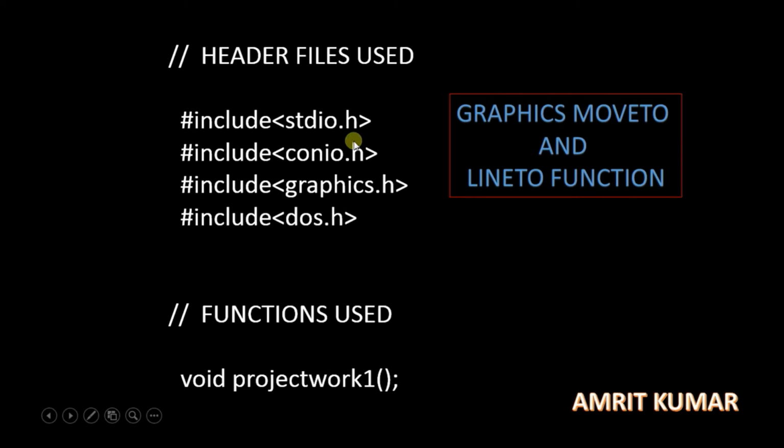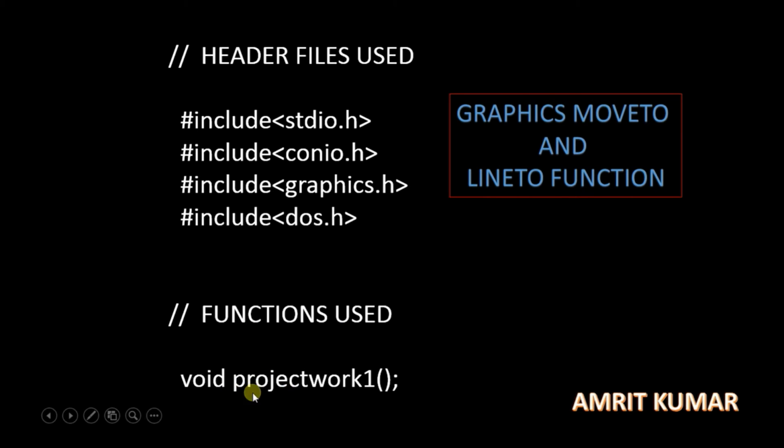stdio stands for standard input output header file and conio stands for console input output header file. After these two header files, you can see that I am initializing the graphics.h header file. This is a very important header file, because in it there are the moveto and lineto functions. Then I am using the dos.h header file. After declaring all these header files, I am going to use the function that I will write here.